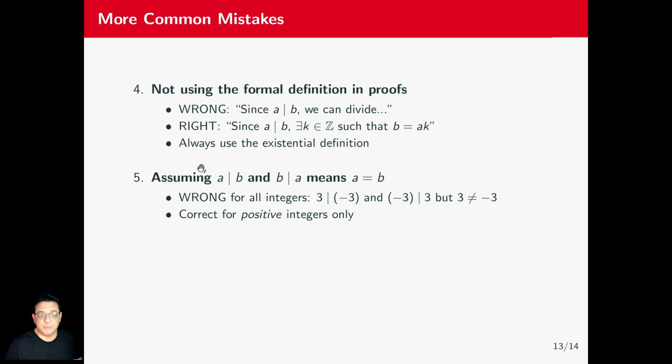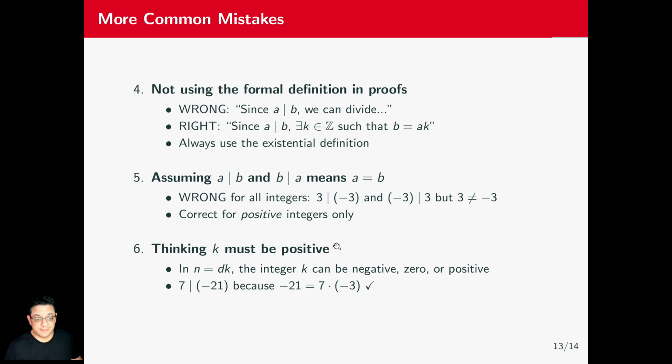Now, assuming that a divides b and b divides a means that a equals b is wrong for all integers. 3 divides minus 3 and minus 3 divides 3, but 3 is different from minus 3. So once again, this has nothing to do with being equal. They're just multiples of each other. What is the number that produces the multiplicity between them? Well, minus 1. Putting a minus 1 here is going to be enough to get you that divisibility relationship that we have here.